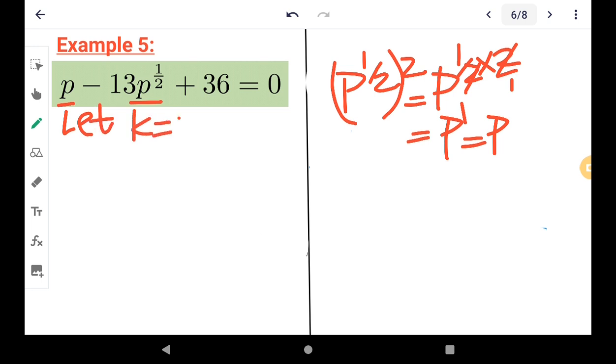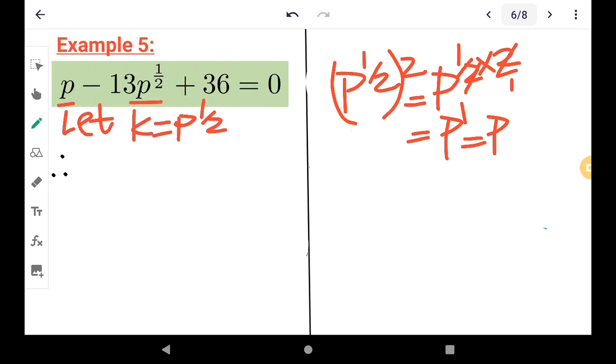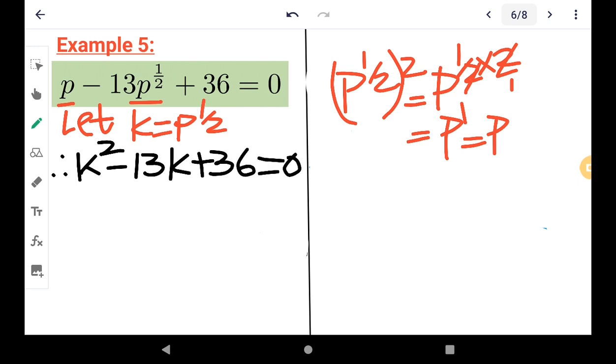So you let k equal p to the power of a half. Now you substitute. Therefore, p becomes k squared minus 13k plus 36 equals 0. Now you factorize.